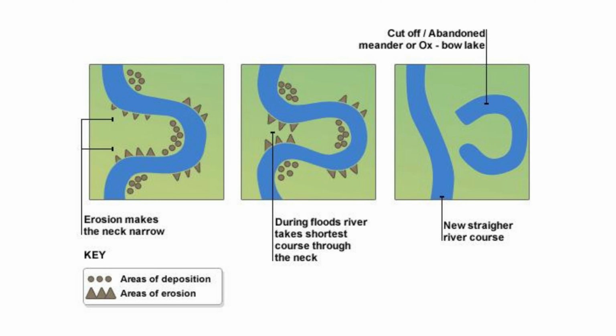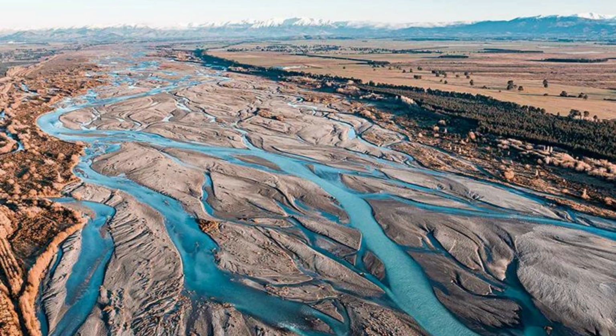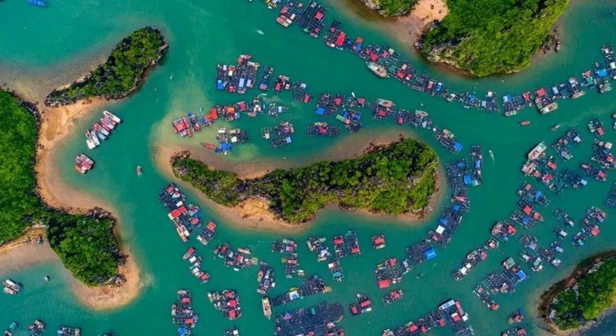Braided channels. When selective deposition of coarser materials causes the formation of a central bar, it diverts the flow of river towards the banks, which increases lateral erosion. Similarly, when more and more such central bars are formed, braided channels are formed. Riverine islands are the result of braided channels.